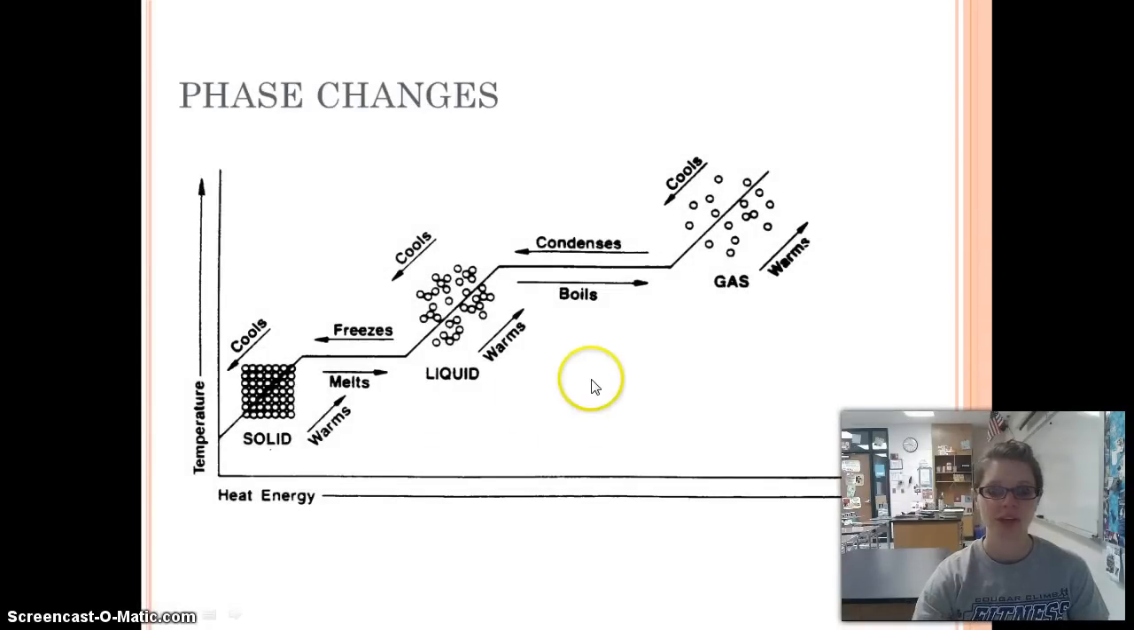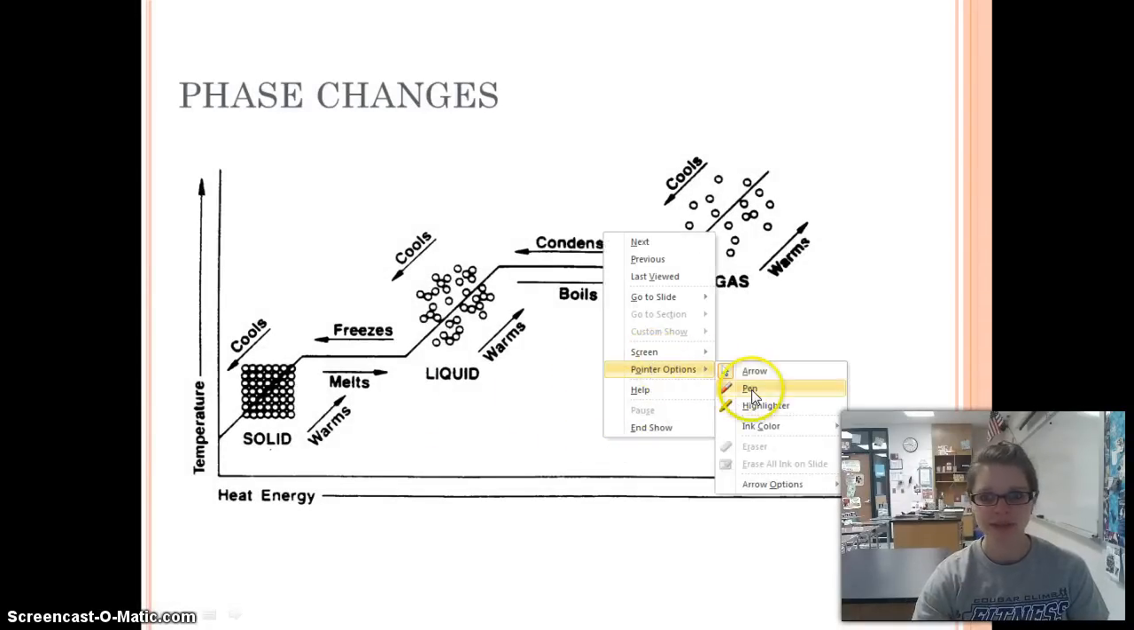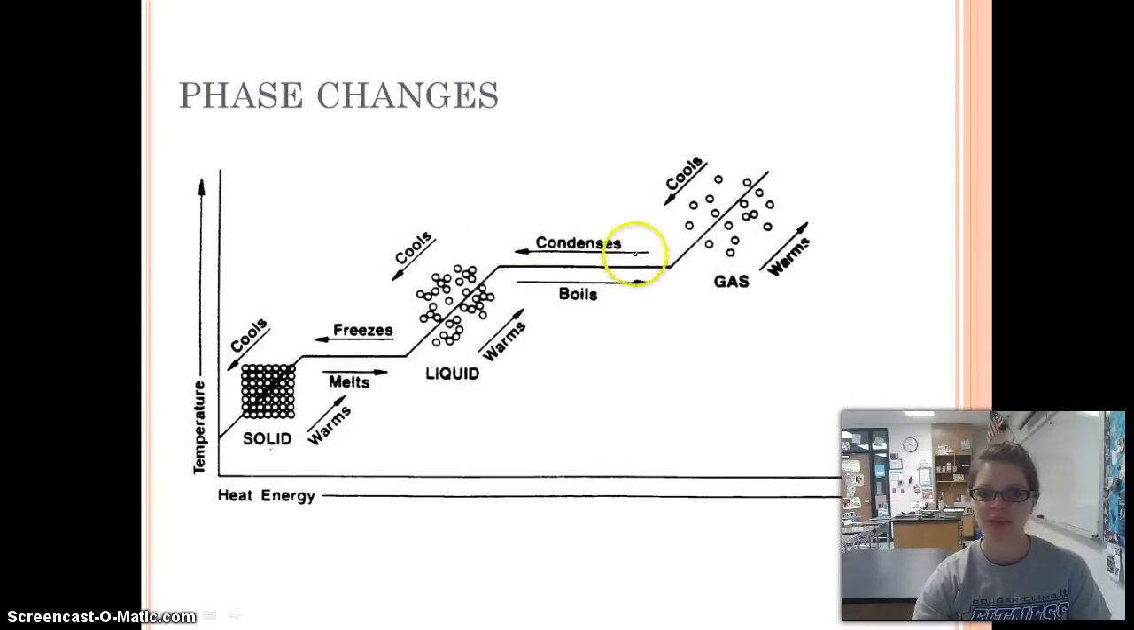Looking back at our same chart, we can see that we have condensing and boiling happening right here. At this corner right here, it is all liquid. At this corner right here, it is all gas. In between, we're half gas, half liquid. That's when you're like mid-boiling.